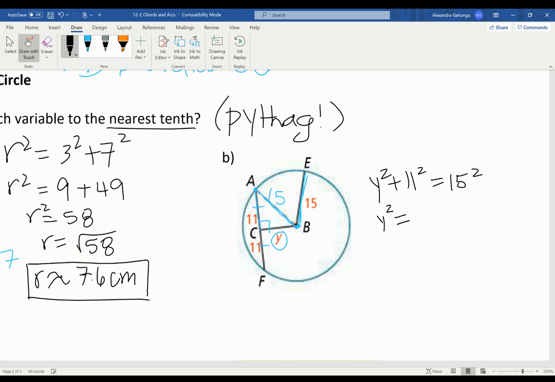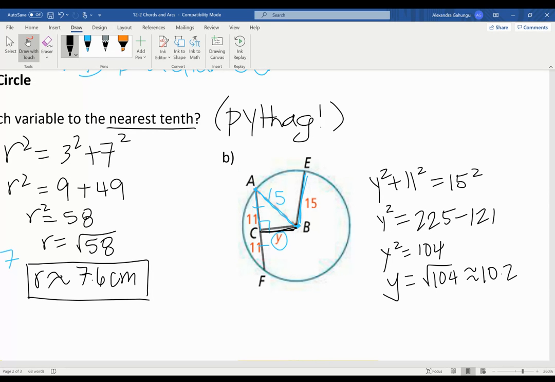So it's y squared equals 225 minus 121. Y squared equals 104. Square root of 104, which is approximately 10.2, and my units, I don't have any, so it's 10.2. And we should just make sure that y, since it's not the hypotenuse, it should be less than the 15. That's how you kind of double check your answer.